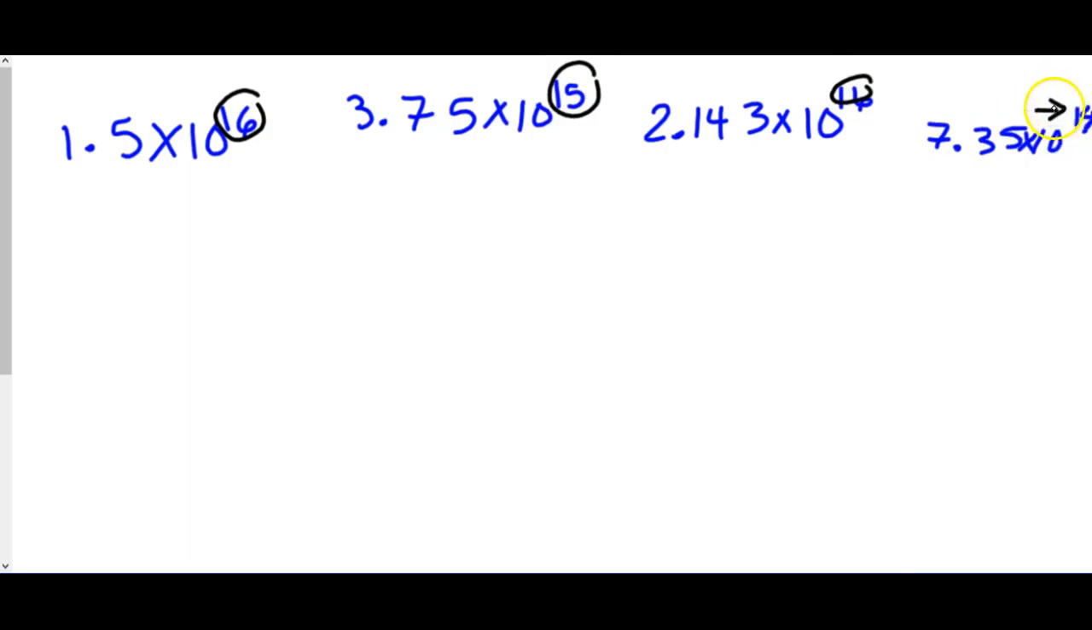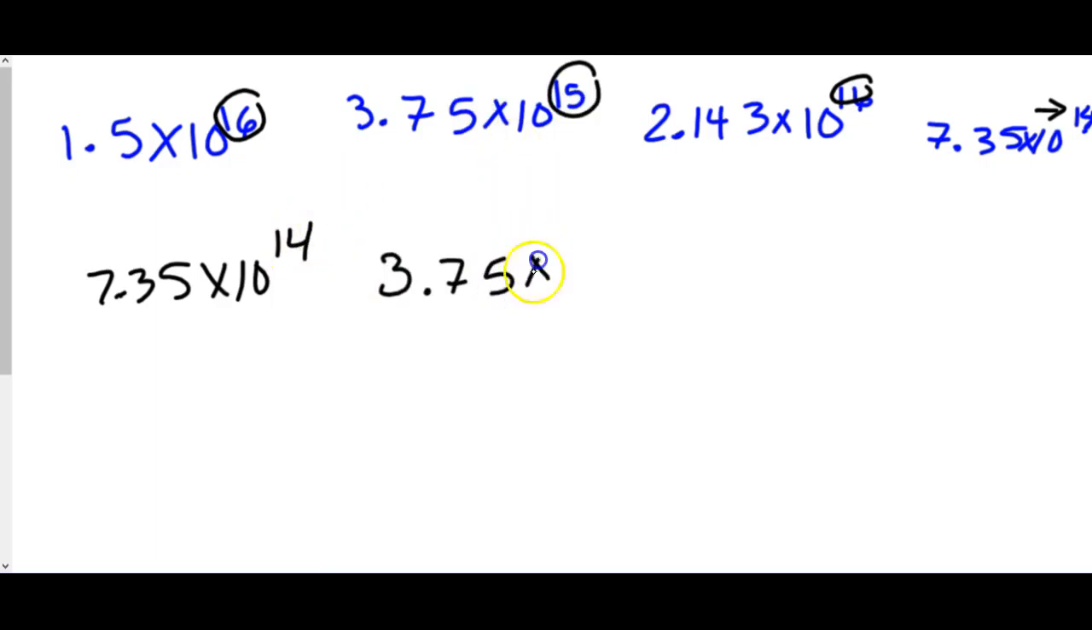Sorry, it got kind of smushed at the end. So the smallest exponent is a 14. That's the first number, 7.35 times 10 to the 14th. Our biggest exponent is 16, but there's 2 of them. So both of them might be the biggest. We're going to decide on that in a second. So 15's in the middle. It's definitely bigger than the exponent of 14.